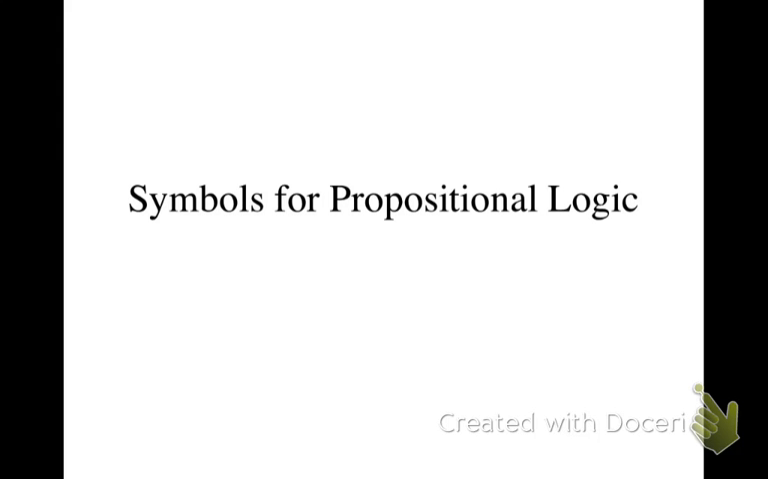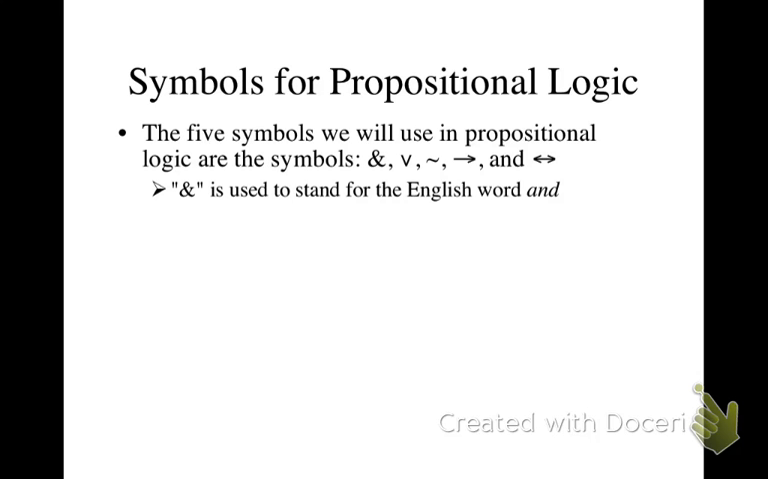In this video, I will explain the symbols we will be using for propositional logic. So the first symbol we will use is the ampersand, and that will be used to stand for the English word and. The next symbol is called the wedge, and it looks like a lowercase v, and it's used to stand for the English word or.